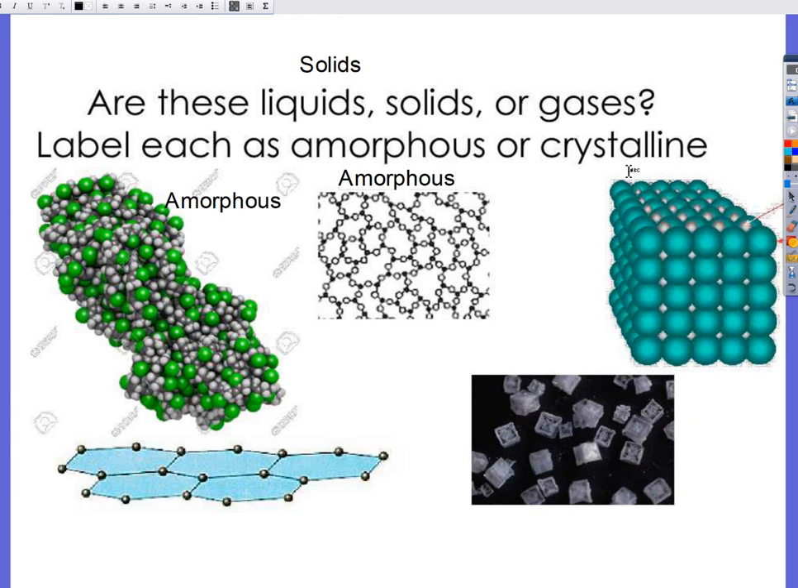The third one is crystalline. There's a pattern between the green atoms and the gray atoms. The one on the very bottom right is also crystalline because it's showing the real life image underneath an electron scanning microscope of the representation of the green and gray model above it. And the last one is also crystalline because you have a pattern of hexagons.